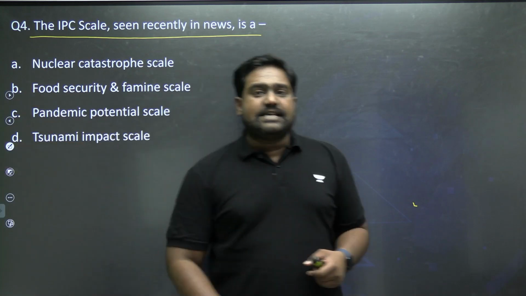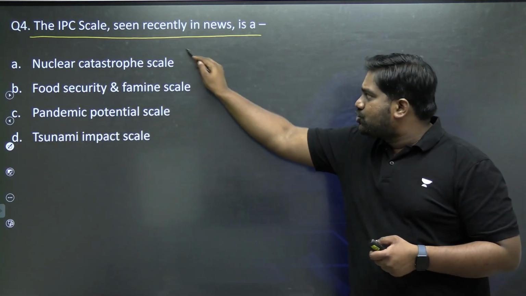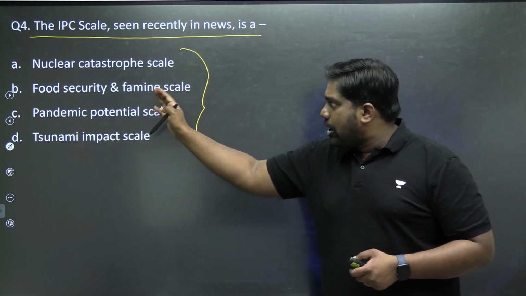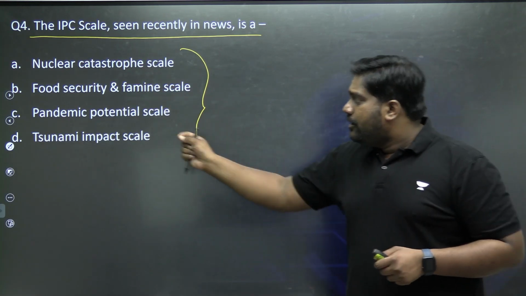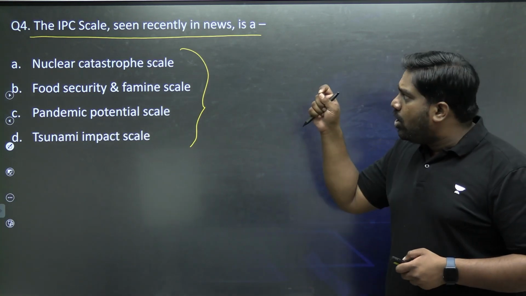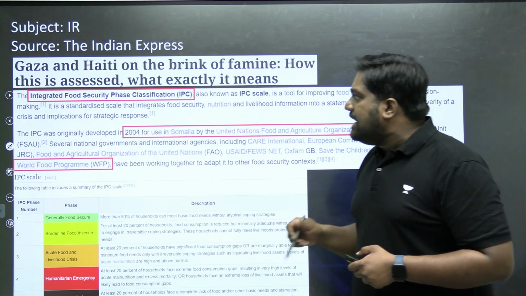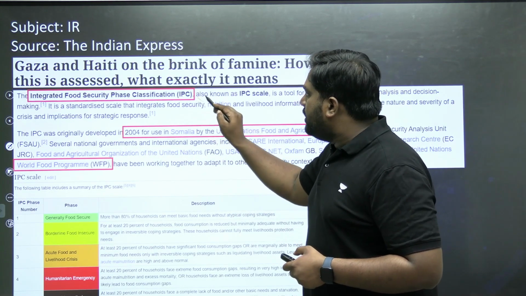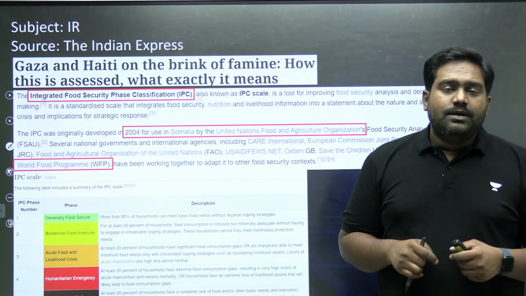The IPC scale seen recently in news is a nuclear catastrophe scale, or food security and famine scale, or pandemic potential scale, or tsunami impact scale. So let's understand what is the IPC scale. The IPC scale stands for Integrated Food Security Phase Classification Scale.